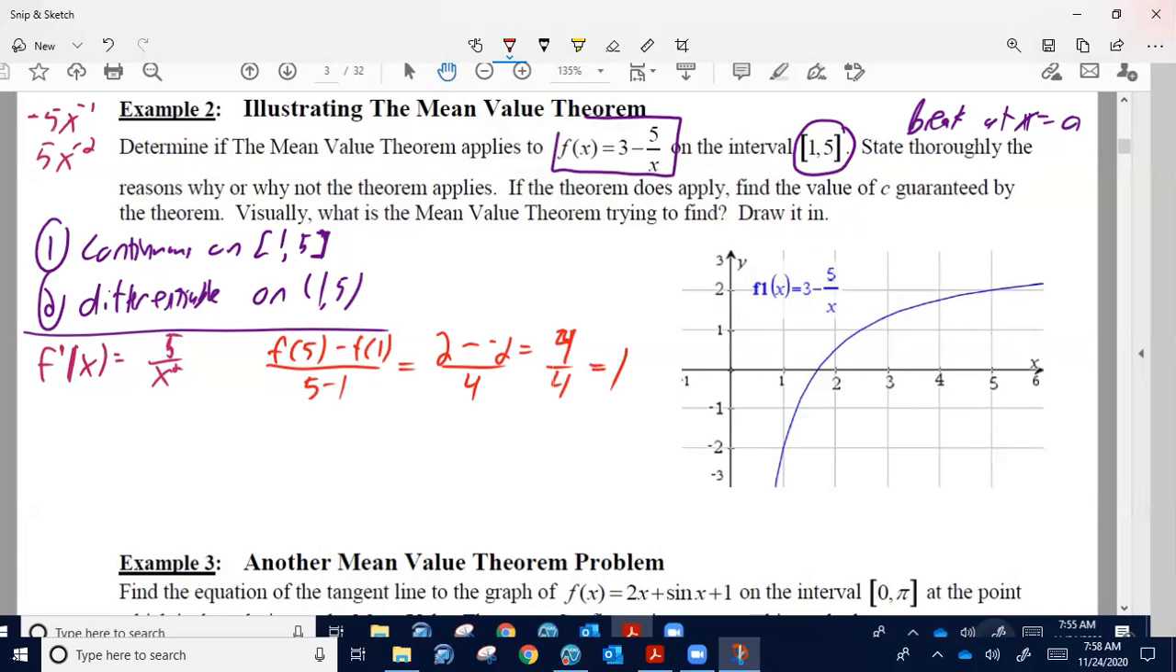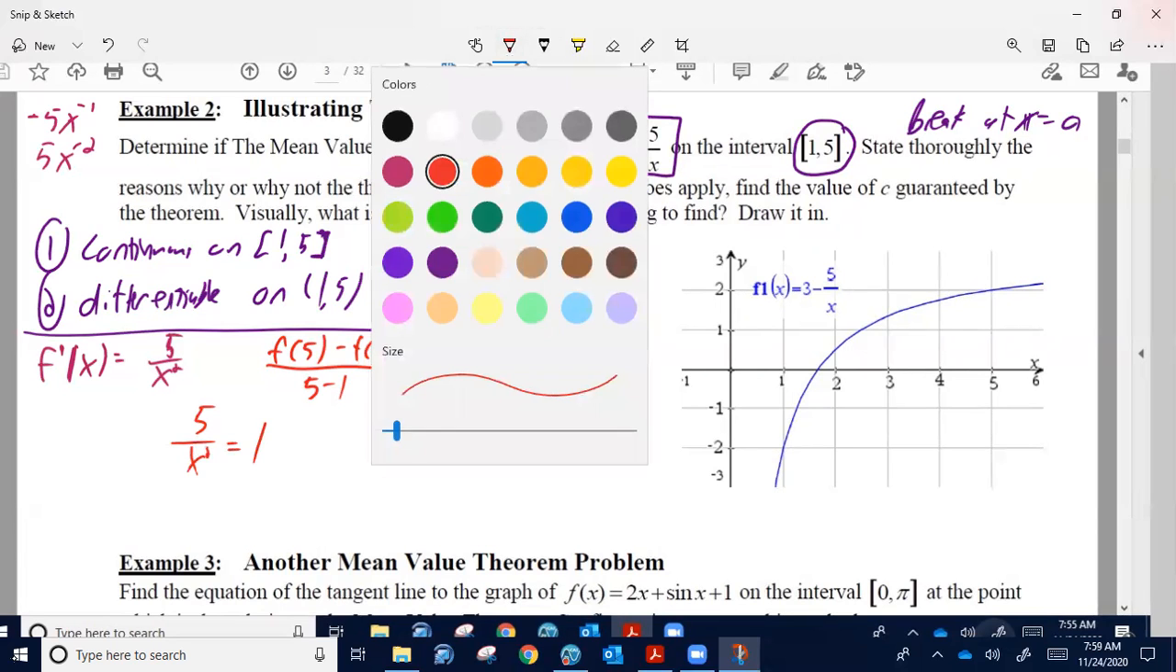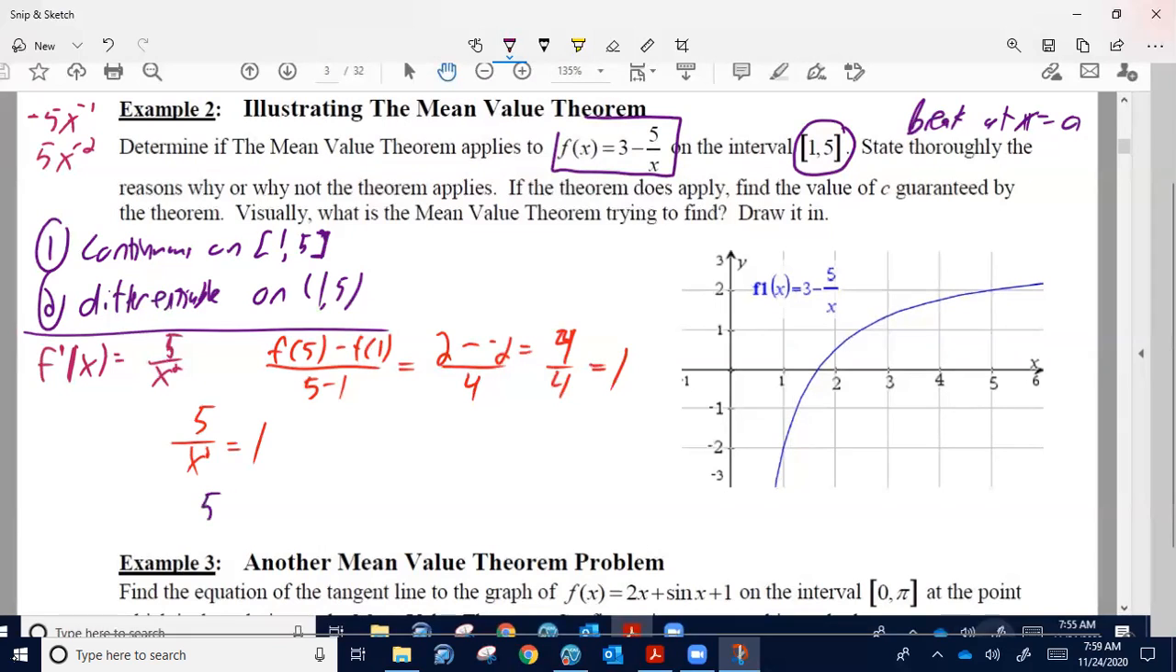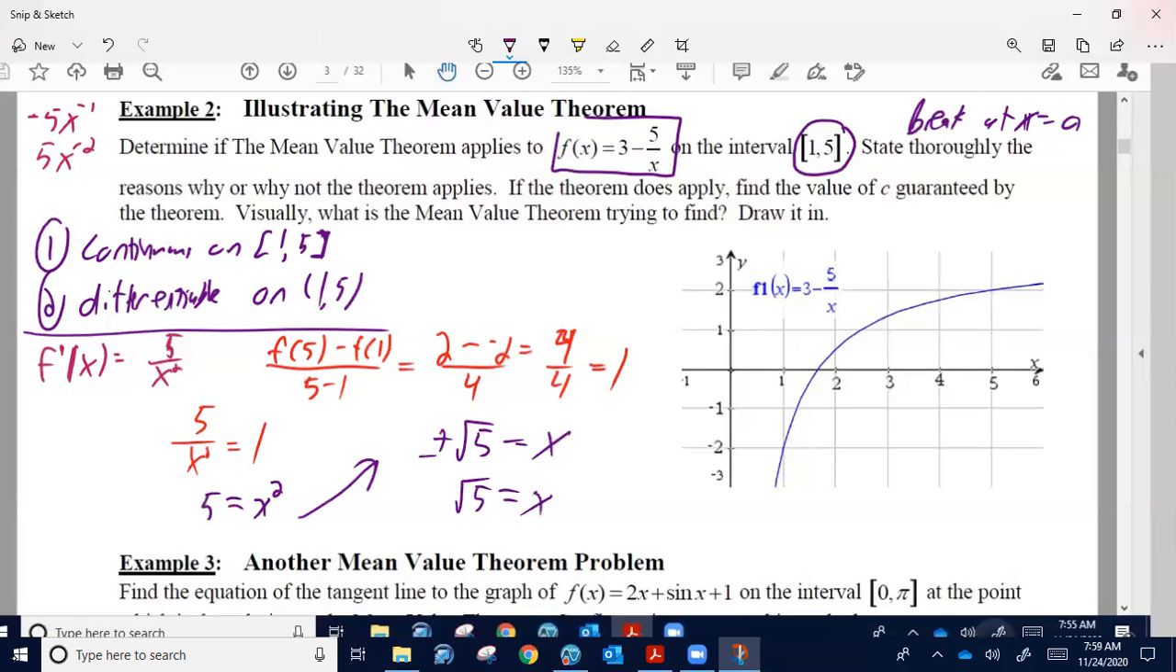So somewhere, this derivative must equal our slope. The 5 over x squared must equal the positive 1. If I multiply the x squared across, we're going to get 5 equal to x squared. If I take the square root, that's plus or minus radical 5 equals x. I don't want both of those because our interval is 1 to 5. I don't want the negative value. So radical 5 is where this occurs.